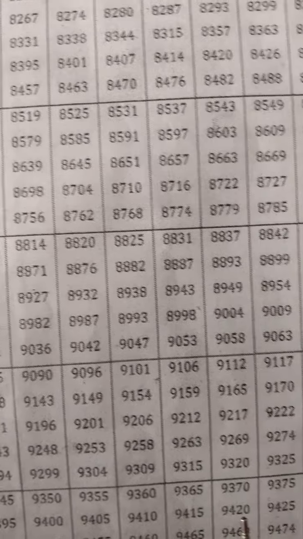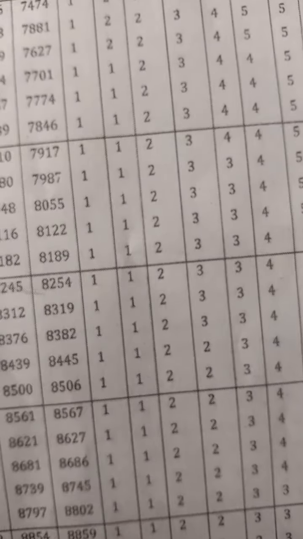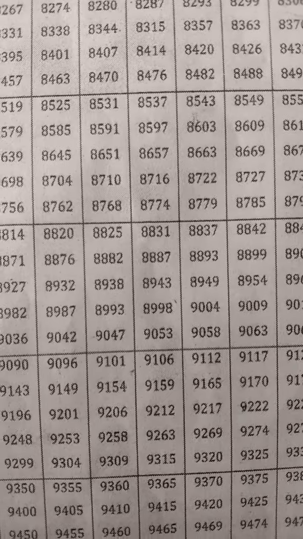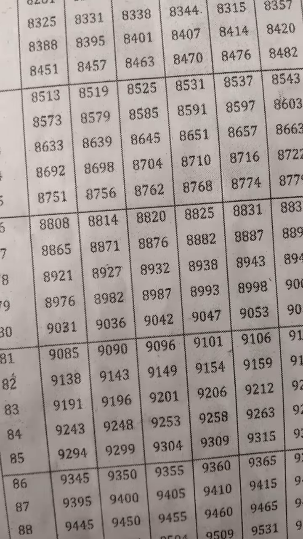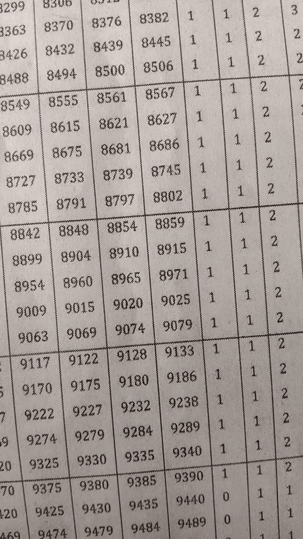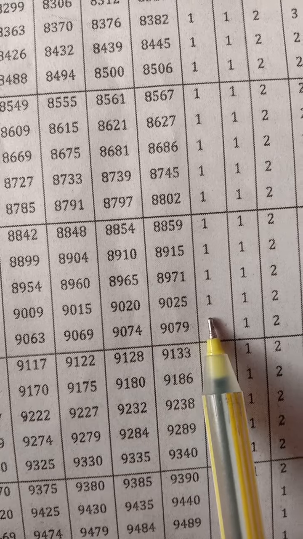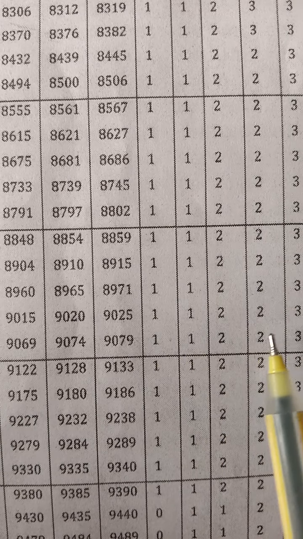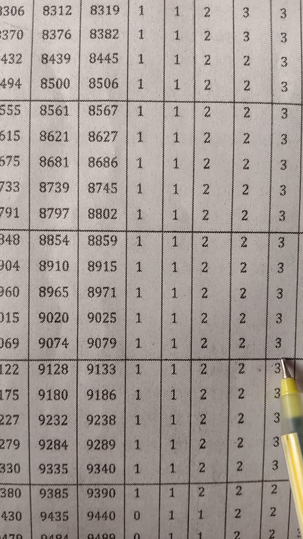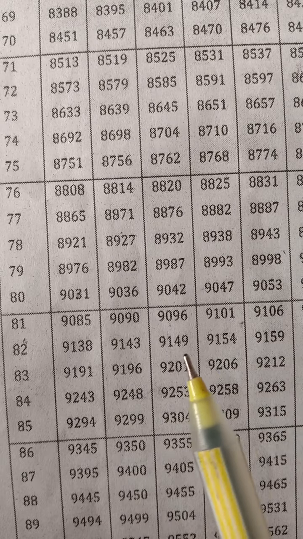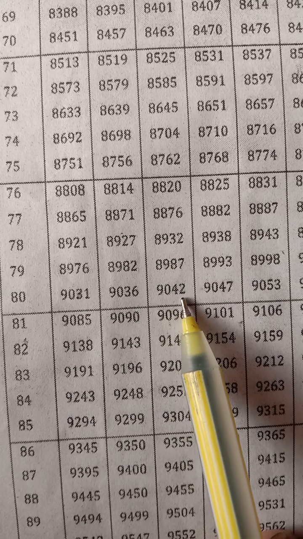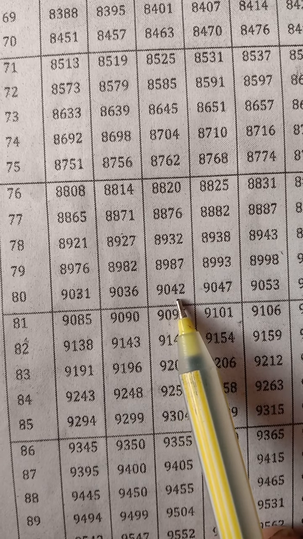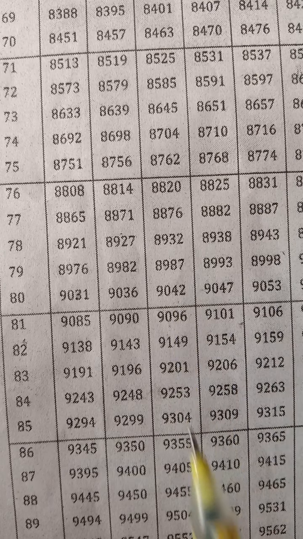9042, and then we will have to add the mean difference from the fifth column. So again from this fifth column we will have to consider. So for this 80 we will proceed like this. Here it is first column, then second, third, fourth and fifth. So the mean difference is 3. And here we have got 9042. 9042 plus 3, that is 9045.